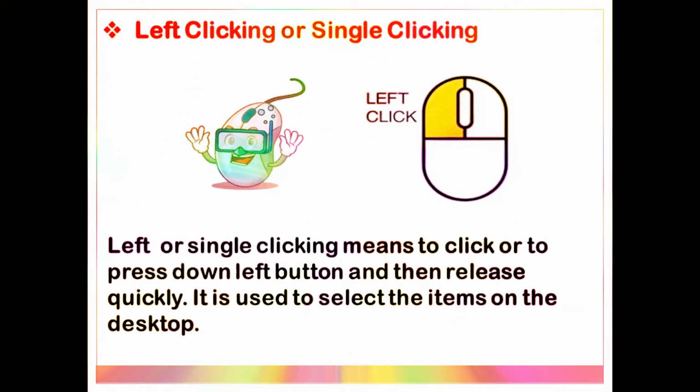Next is left clicking or single click, or we use the word only click. Click is nothing but pressing the left button of the mouse and then releasing it quickly. This is called clicking. What is it used for? If we click on a particular item on the screen, then that item gets selected. It is not only on the desktop, but the entire computer system.